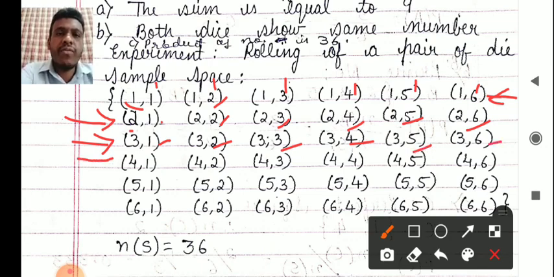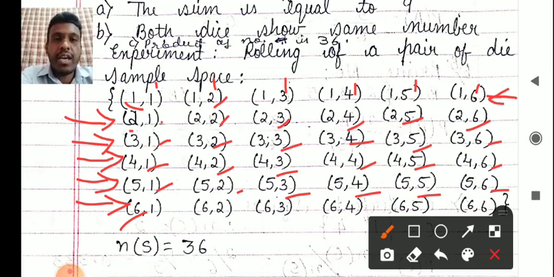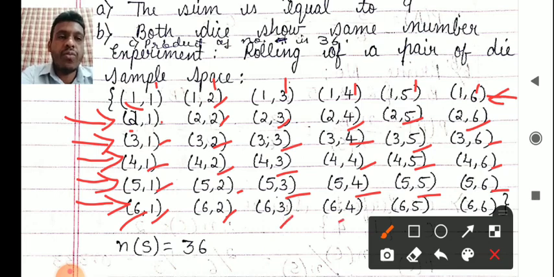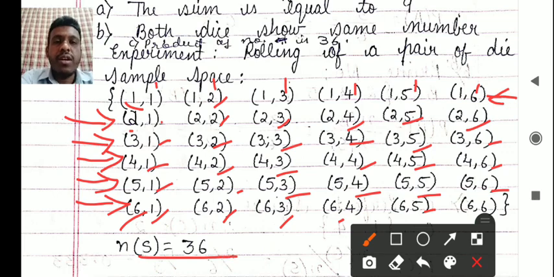Now I fixed the first die as 4, so 1 2 3 4 5 6. Now in the fifth row I fixed the first die as 5 and I'm changing the second die: 1 2 3 4 5 6. And in the last row I've fixed the first die as 6, and the second die I'm changing: 1 2 3 4 5 and 6. So this is how I have changed this. So the total sample size is n equal to 36.